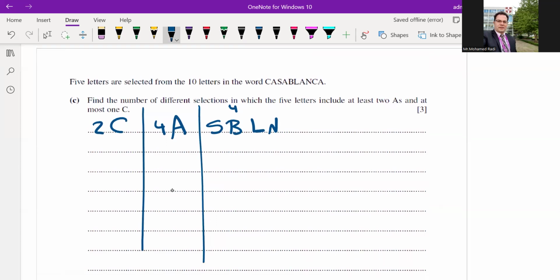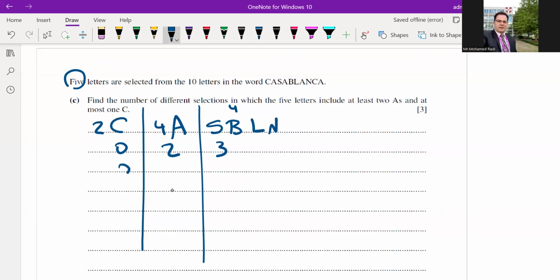Find the number of different selections in which the 5 letters include at least 2 A's and at most 1 C. We can take 1 or we can take 0 C's. Let's start with 0. If we take 0 from C, with at least 2 A's, how many are left to form the group of 5? There are 3 left. We'll take them from these 4.